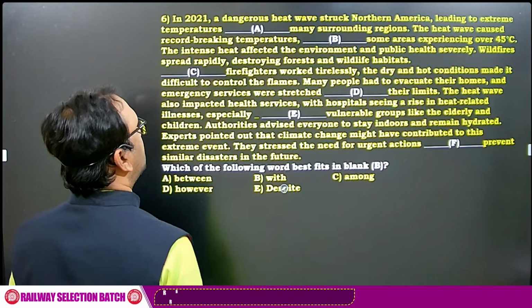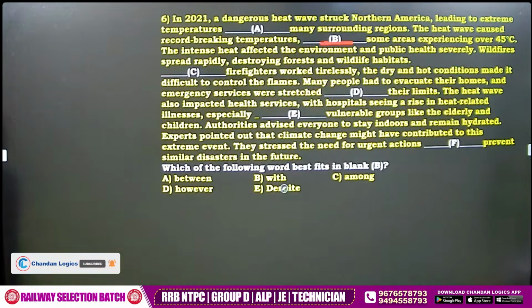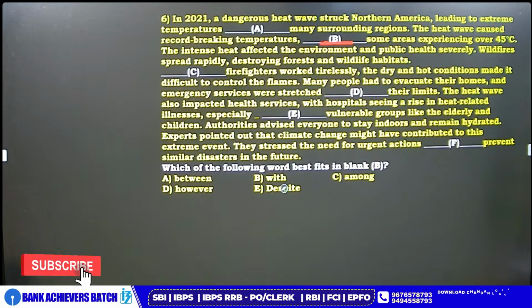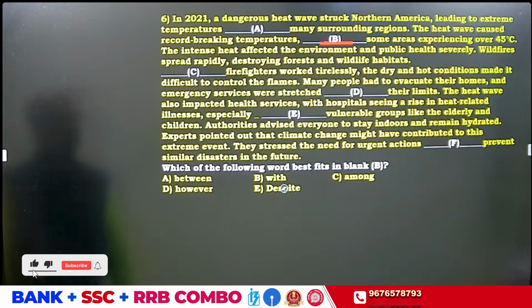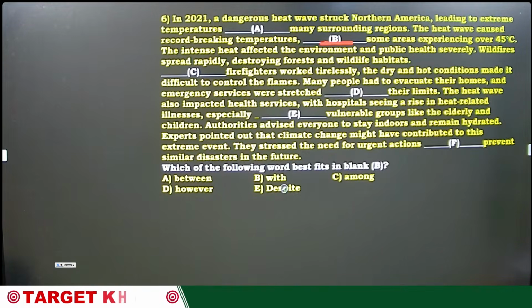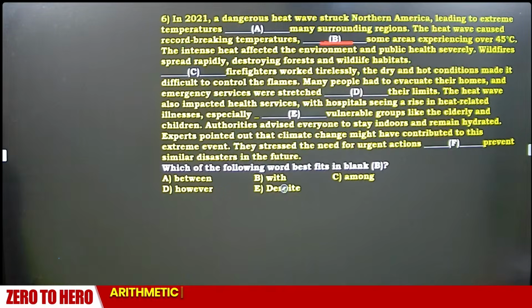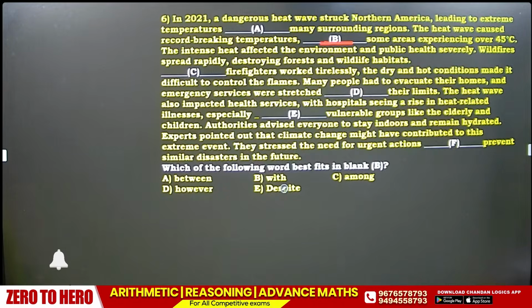Yes, B. Now you should find this. Quick answer, guys. It looks very simple today. The heat wave caused record-breaking temperatures dash some areas. Guys, waiting for your answer. The heat wave caused record-breaking temperatures dash some areas experiencing over 45 degrees Celsius.